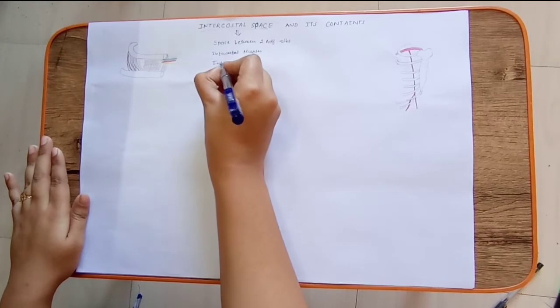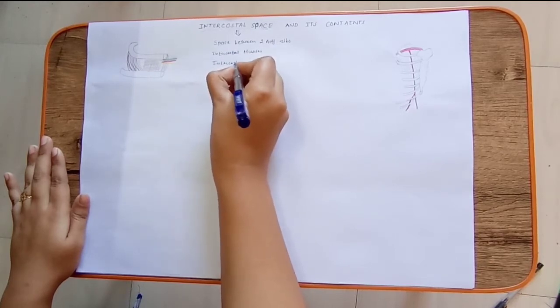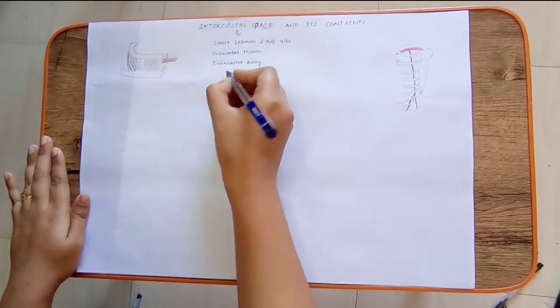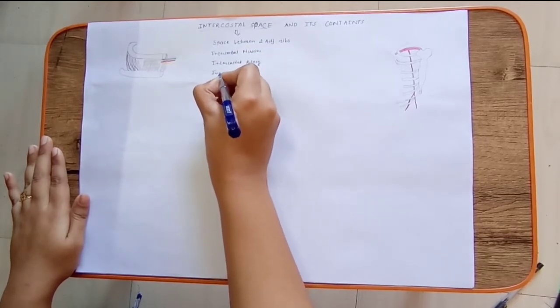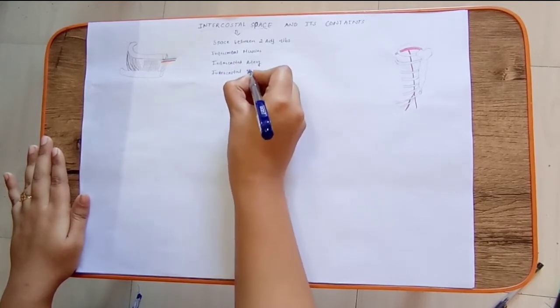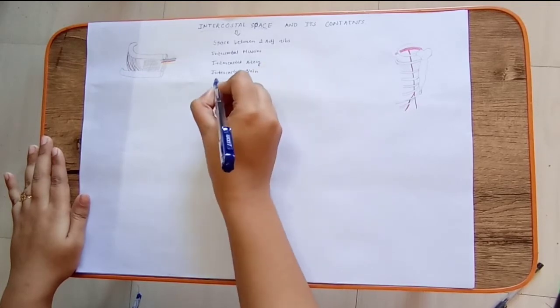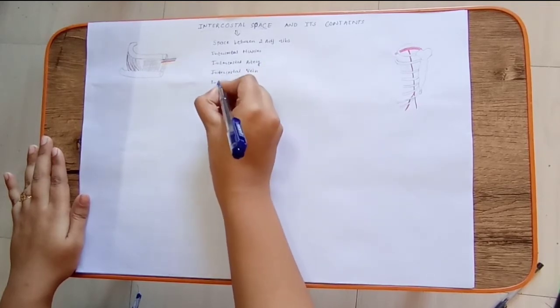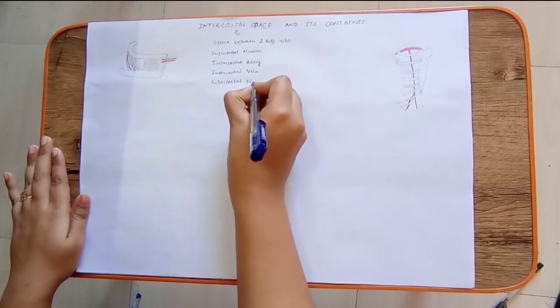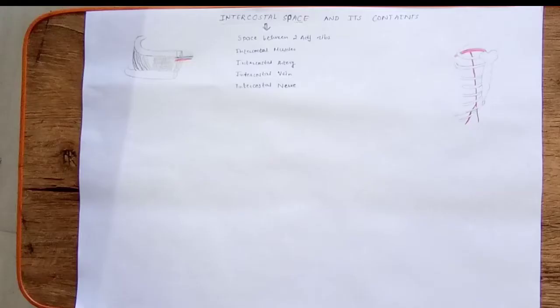intercostal artery, intercostal vein, and intercostal nerve. We will discuss each of these contents in this video. So first, let's start with the muscles.